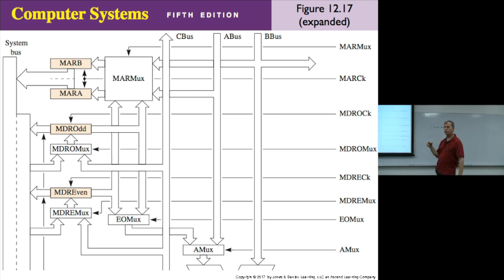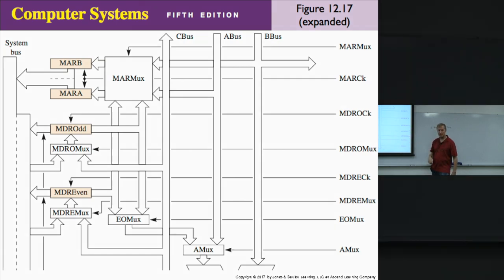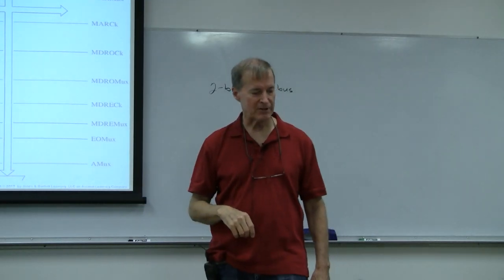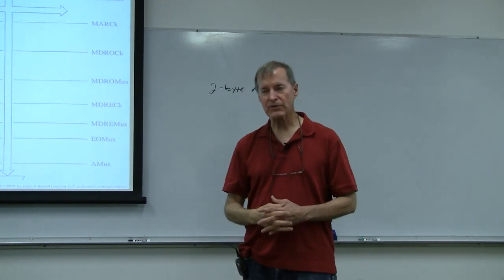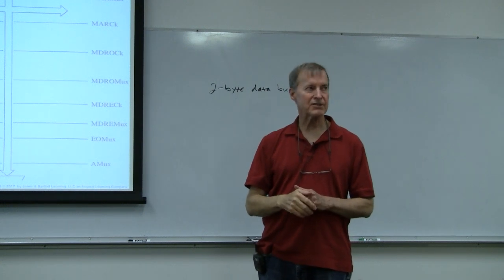Basically, we have to duplicate the MDR, the memory data register, and make an MDR even and an MDR odd. And then we have to duplicate the MDR MUXs, the MDR EMUX and the MDR OMUX. And we need this EOMUX to select which byte gets through the ALU and goes back up to the register bank. Right? Is everybody with me on this? Now, so that's one aspect of the 2-byte data bus.